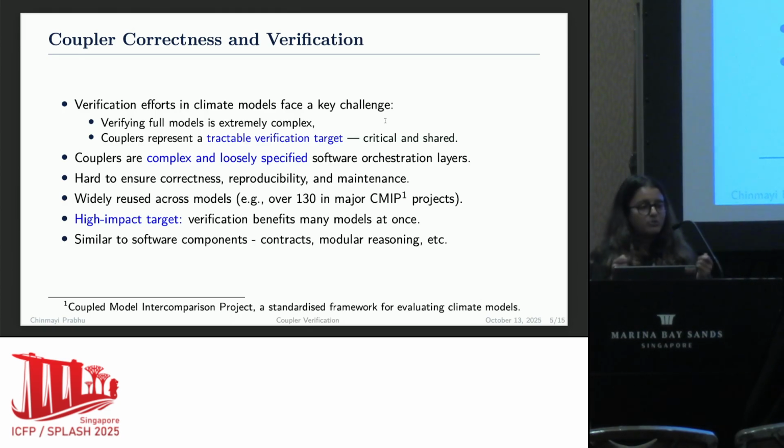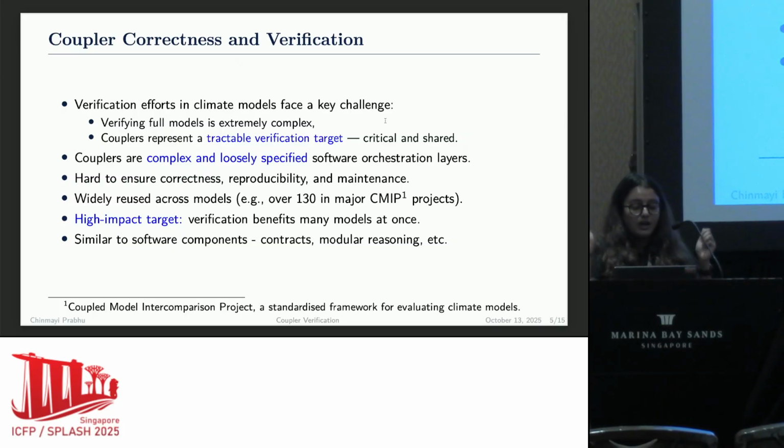People have been very keen on verification of climate models, but the only problem is they haven't gotten past testing or integration testing and a lot of validation. The problem here is that verifying a full climate model is extremely complex because it's huge, millions of lines of code, and everything is written in legacy Fortran. The coupler represents a very tractable verification target, where you can attempt to see what correctness you can offer for many models at a time. So it makes a very high-impact target.